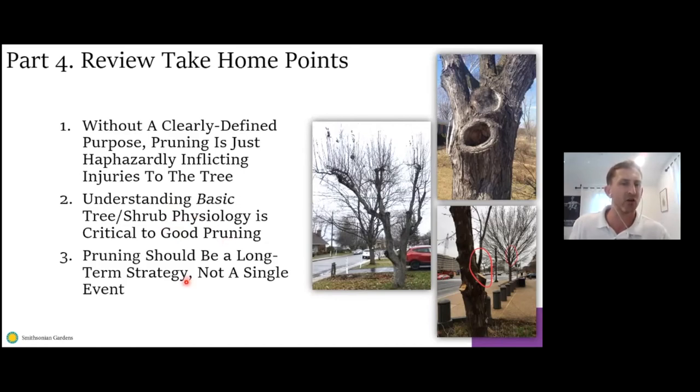And then third, finally, pruning should be a long-term strategy, not a single event. So the more that we can proactively define the vision of the tree we want to build, and then achieve that with frequent light doses of pruning that don't stress the tree, the better off that tree or shrub is going to become long-term.